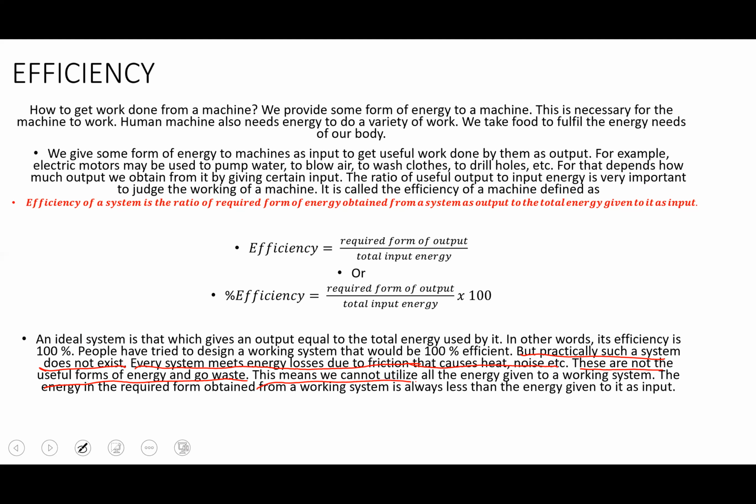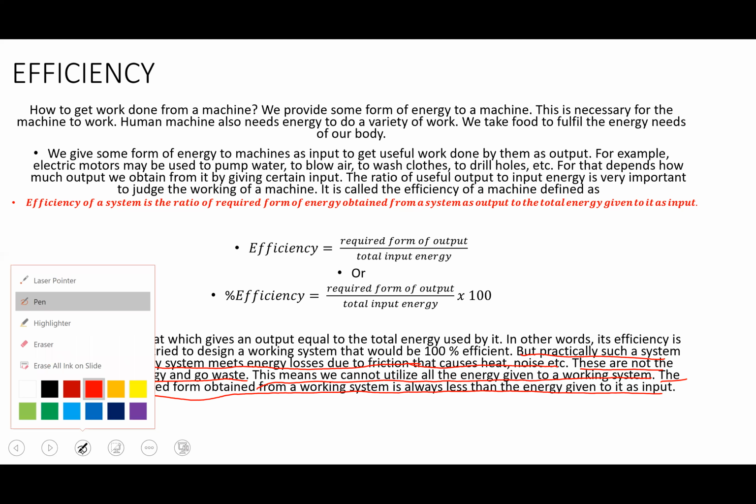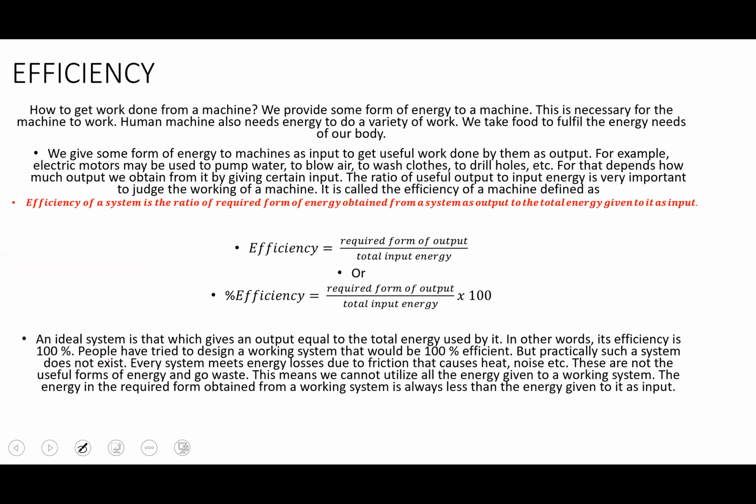This means we cannot utilize all the energy given to a working system. That means we can't convert every input into output. Some of the energy has to be lost due to heat and friction. The energy in the required form obtained from a working system is always less than the energy given to it as input. Now that sentence basically summarizes it all: whenever we give some input to a system, we should expect that we will not get an output equal to the input.